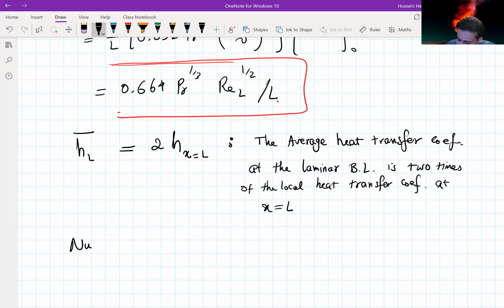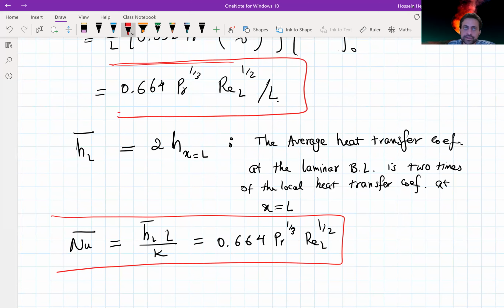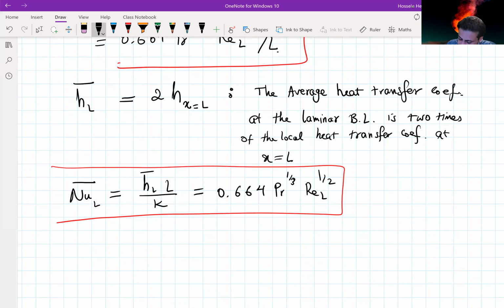Similarly, we can get the Nusselt number. Average Nusselt number is going to be h_L times L divided by k. And if we do the replacement, it's going to be 0.664 Prandtl number 1/3 Reynolds number half. This average Nusselt number, I'm just putting the index of L because you can find the average over any specific portion of the plate that we want. This is going to be 2 times the local Nusselt number evaluated at x equal to L.